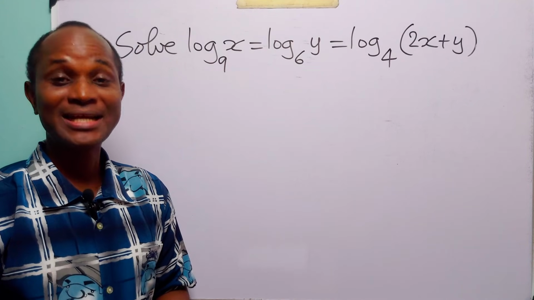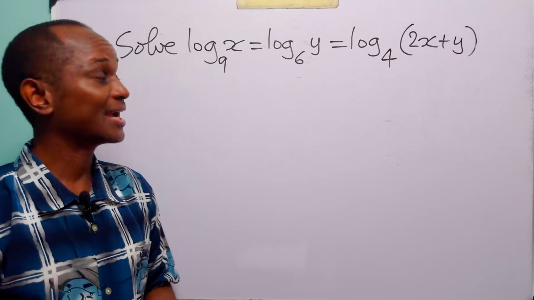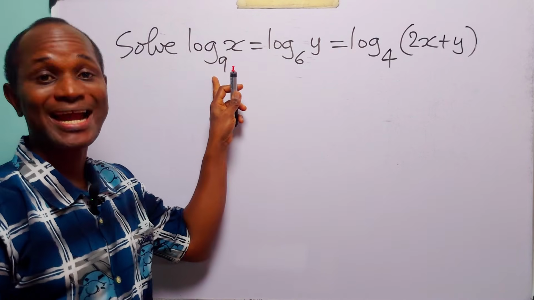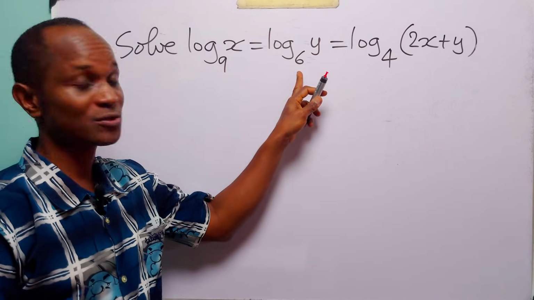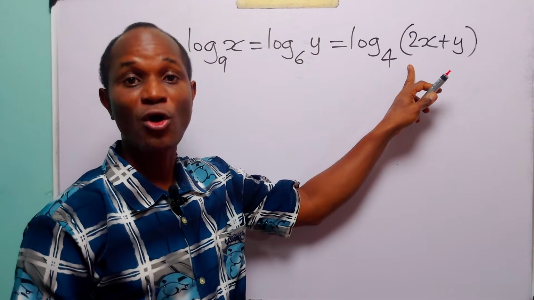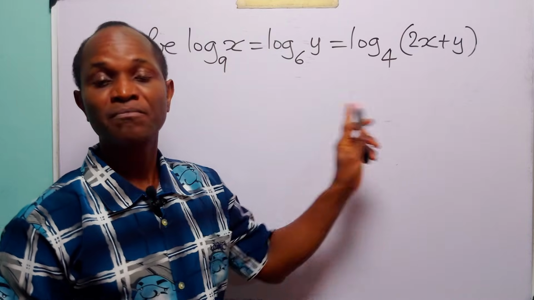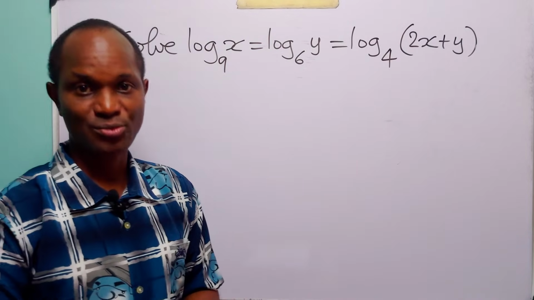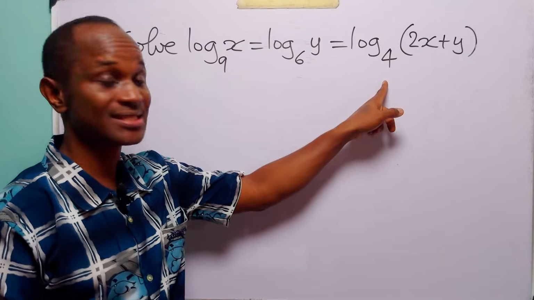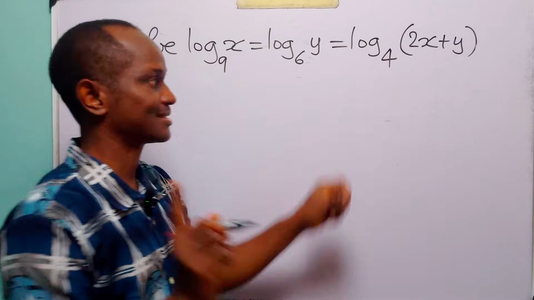Hello and welcome. In this math tutorial, our task is to find the value of x and y, given that log to base 9 of x is equal to log to base 6 of y, which in turn is equal to log to base 4 of 2x plus y. There are several ways of solving this problem, but the simplest way is to let these three quantities be equal to a constant d.